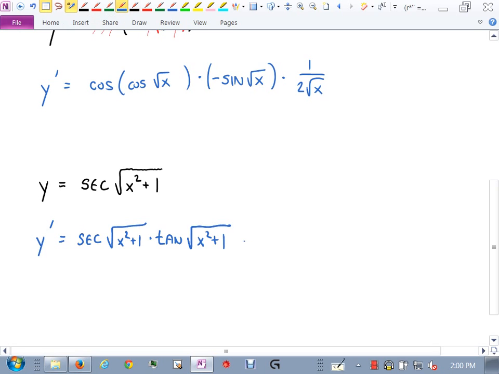I'm not done, right? Now times, so I've finished off the secant, and now I move into the next layer, which you said was the square root of something. So I've got the square root of my cell phone. The derivative of the square root of my cell phone is 1 over 2 square roots of my cell phone, which was x squared plus 1. Am I done? No. Times, now the derivative of my cell phone, which is 2x. And now I'm pretty much finished up. Do you see how it works?